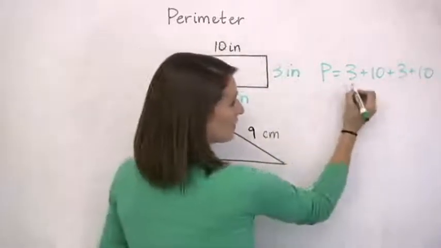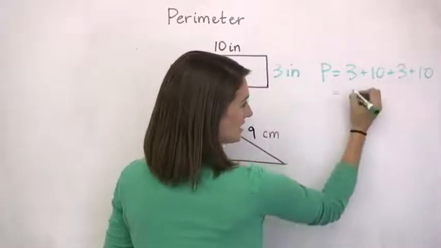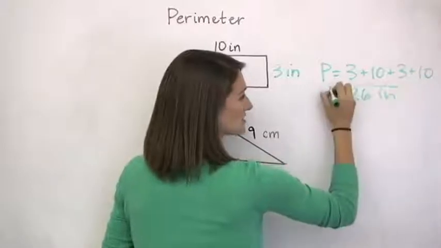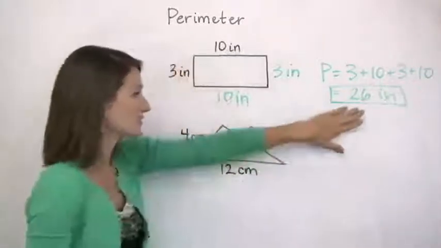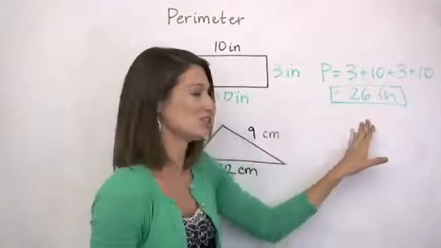Now we'll do our math. 3 plus 10 is 13, plus 3 is 16, plus 10 is 26. Add in our inches, which is our units. So our answer for the perimeter of this rectangle is 26 inches.